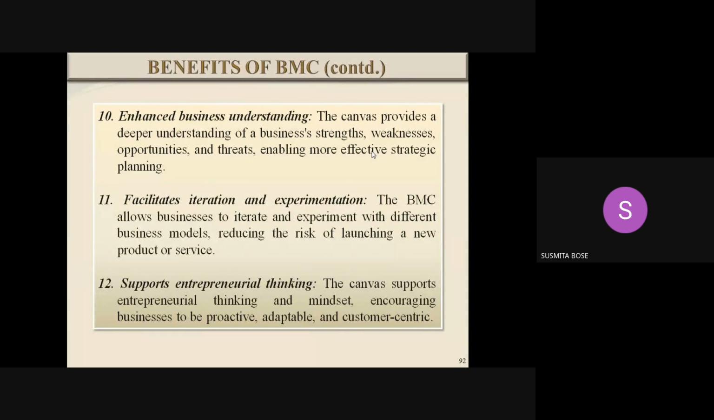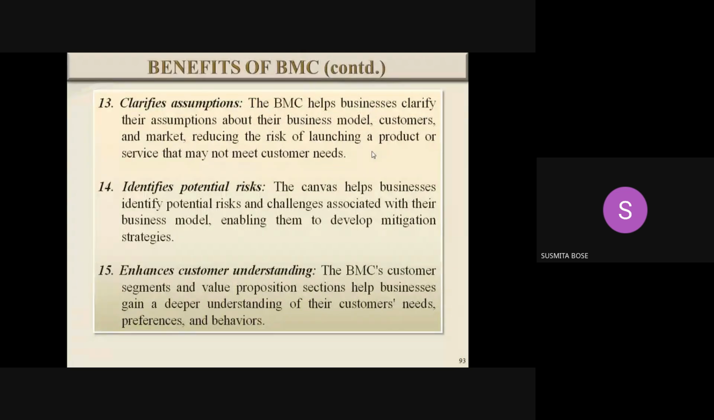BMC allows business to iterate and experiment with different business models. I'm not going into detail of this because it is almost a repetition. We have already discussed this. The canvas supports entrepreneurial thinking and mindset, encouraging business to be proactive, adaptable, and customer-centric. Then it helps business identify potential risks.